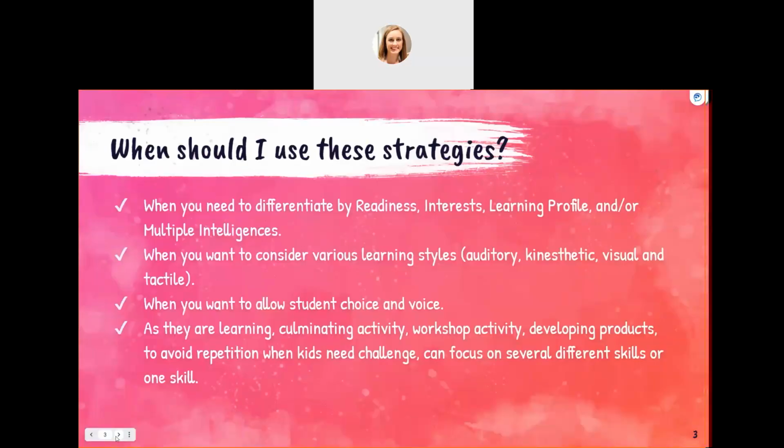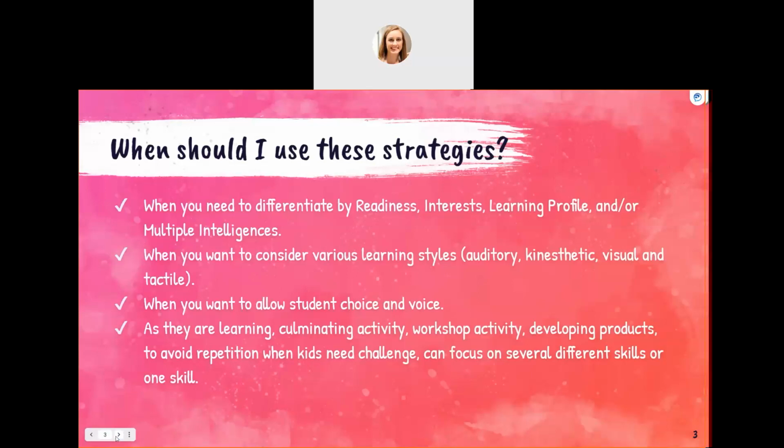So when should I use these strategies? You can start to use RAFTs, choice boards, playlists, and pathways when you would like to differentiate by readiness, interests, and learning profiles and multiple intelligences. When you're considering the varied learning styles of your students, that would be another good time to use the strategies. And when you want to allow student choice and voice and give them a lot of flexibility with the activities they complete, it would be a good time to use it.